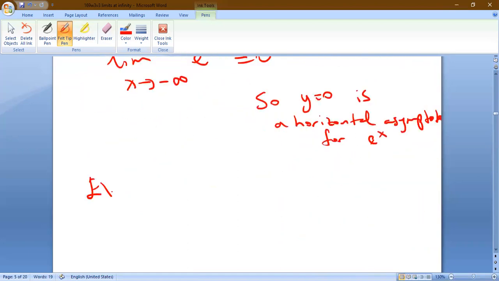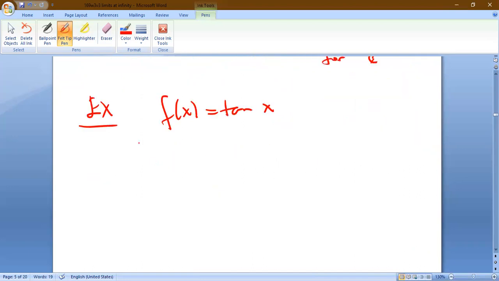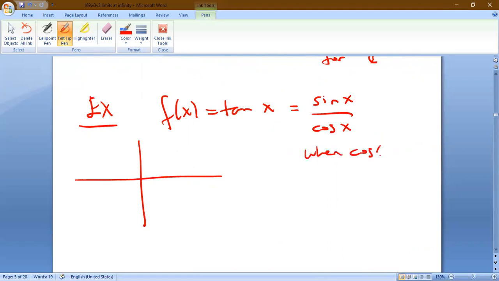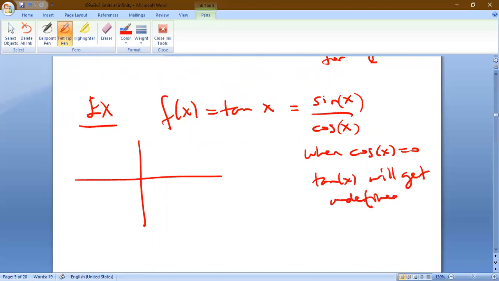Another example is tangent. So when you look at the graph of the tangent function, what you will see is something like this. Remember, tangent is sine x over cosine x. So when cosine gets 0, tangent will get undefined. And when does cosine get 0?